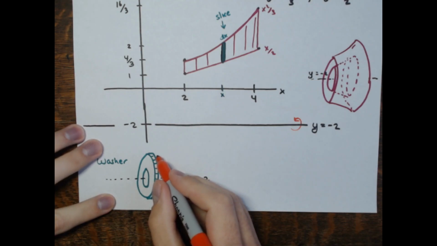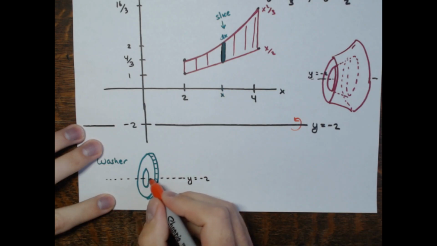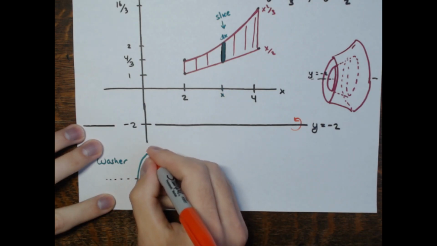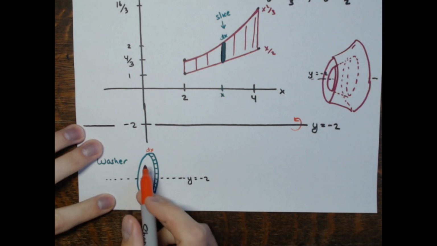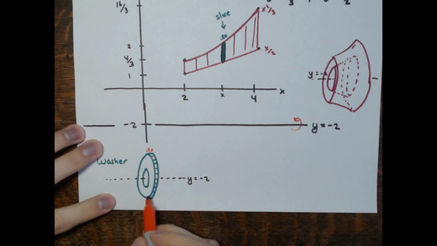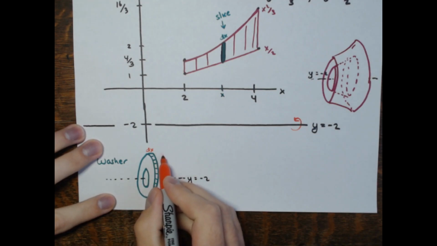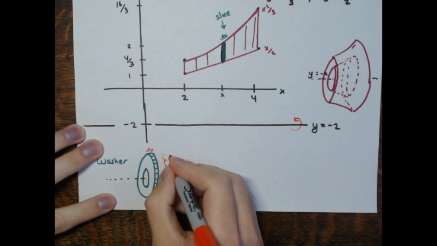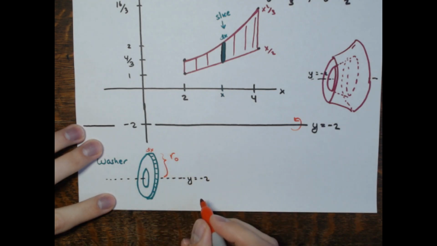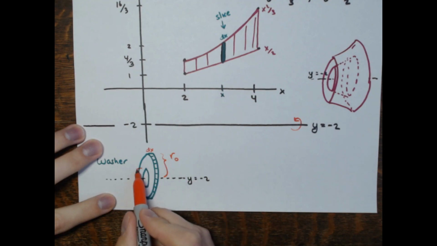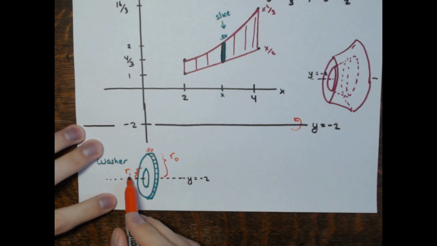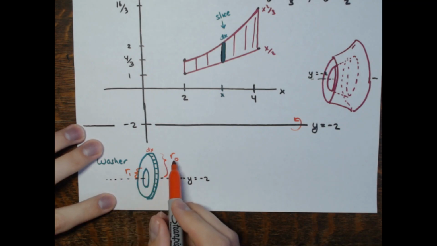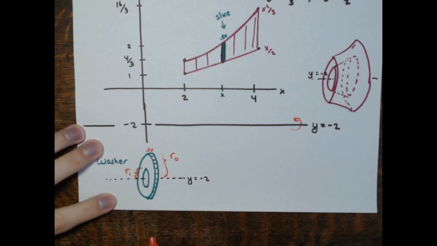So when I want the volume of the washer, if I take the area of the face times the thickness, again, the thickness is dx. The area of this face is the area of the big circle minus the area of the little circle that was cut out. So I need a big radius. I'm going to call this outer radius RO, and the radius of the little circle, RI, or R1, for inner radius. Outer radius for the big circle, inner radius for the little circle.